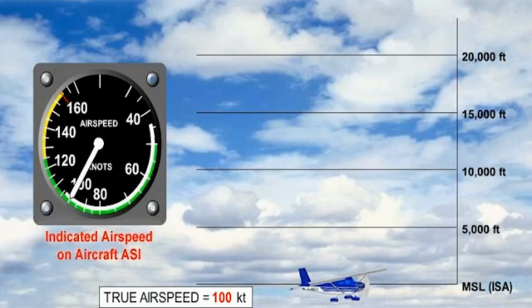Airspeed indicator capsule expansion will be proportionately less, and the speed indicated will be less than the true speed. The difference between indicated airspeed and true airspeed is called density error. This density error will cause the airspeed indicator to underread at altitude, whereas if you get to fly below mean sea level, it will overread.